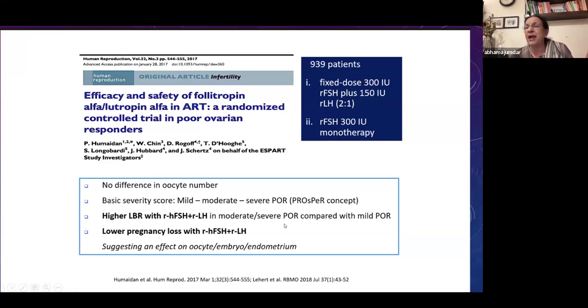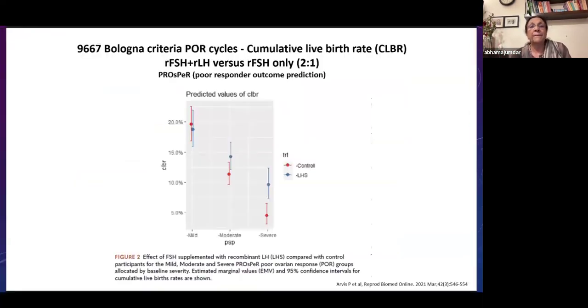So for mild, it doesn't matter; you can get away with just giving FSH. But if there is a severe or moderate score for POR, poor ovarian reserve, compared to mild, then there is a higher live birth rate if we add LH, and a lower pregnancy loss rate also in this group. So there is an effect of adding LH in this group, not only on the number of oocytes, but also on embryo formation and the endometrium.